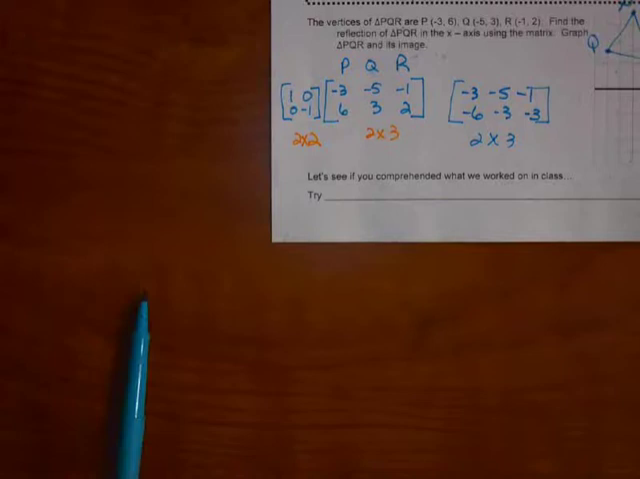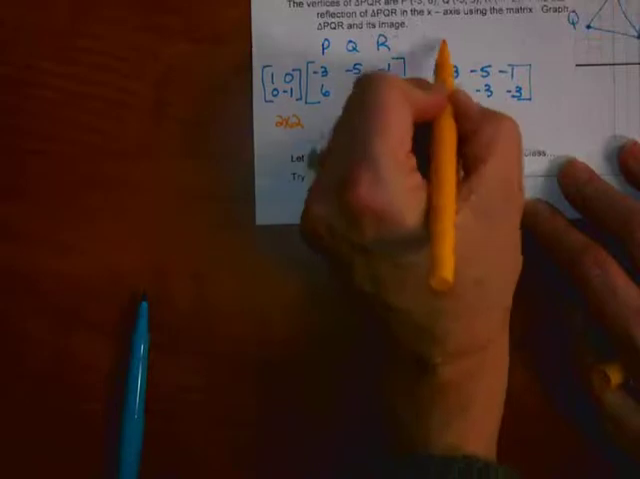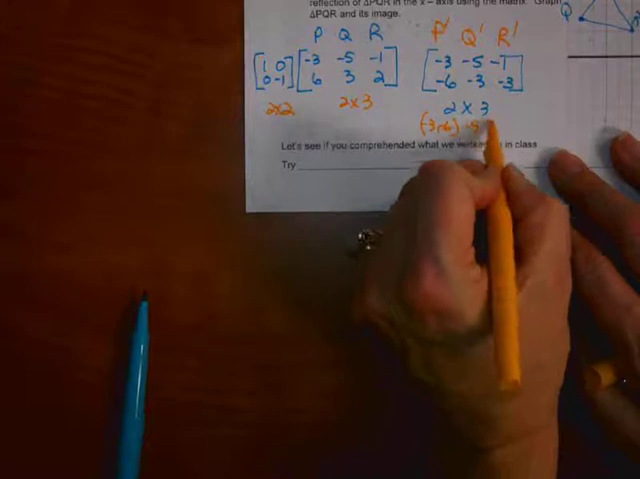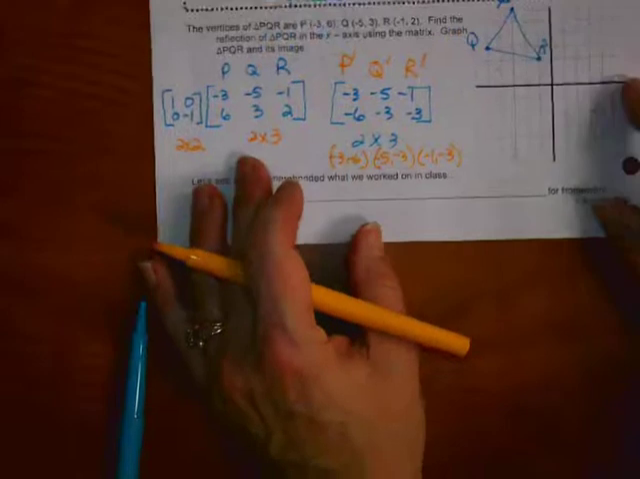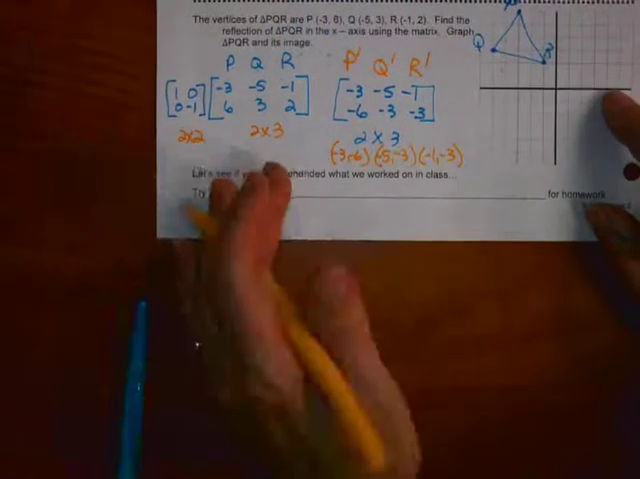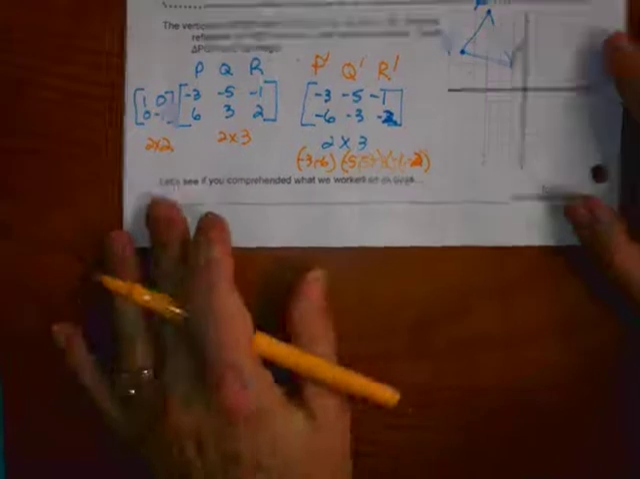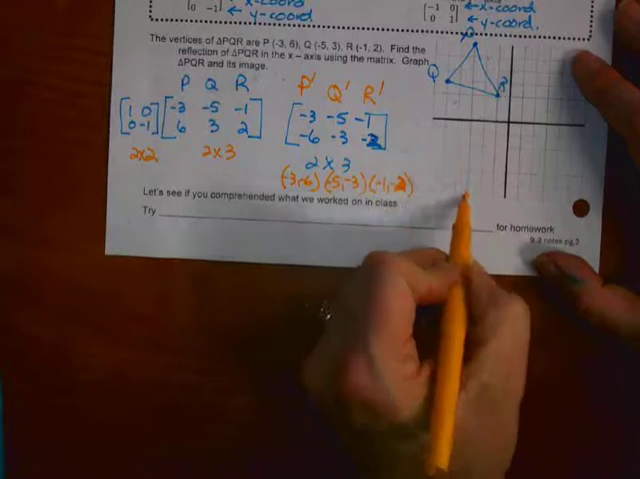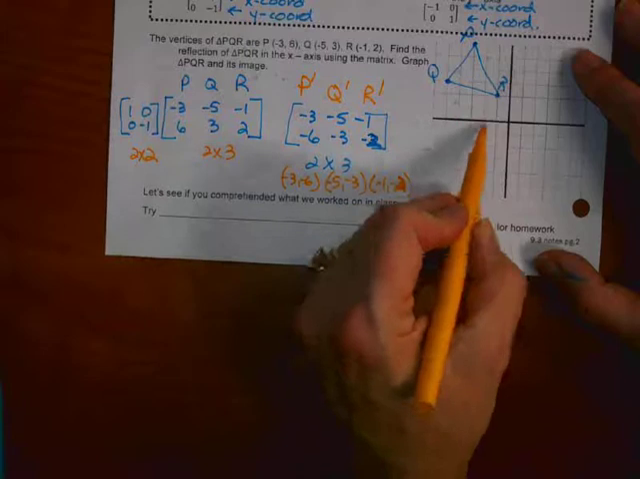So now we're going to plot these coordinates. We have negative 3, negative 6. This is P prime, Q prime, R prime. Negative 5, negative 3. Negative 1, negative 3. It'd be negative 2. Just checking. We're paying attention. All right, plot those points and you'll have your reflection.